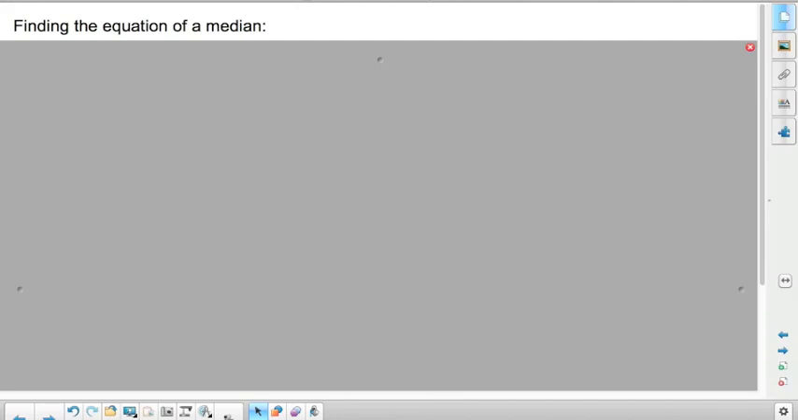Any guesses to what a median is? Average. The middle number. Good. The middle number, when we deal with statistics and numbers, it's the middle number. So what do you think it might apply to analytical geometry? We talk about geometry. Yeah, it's the middle of something, right?